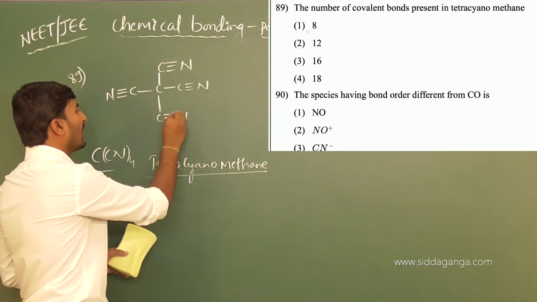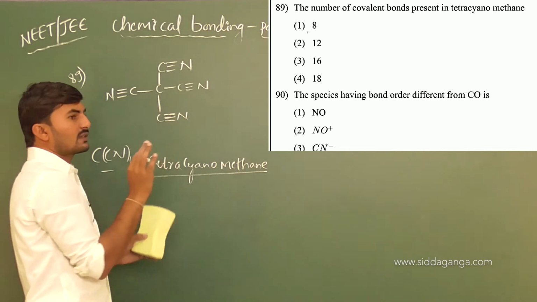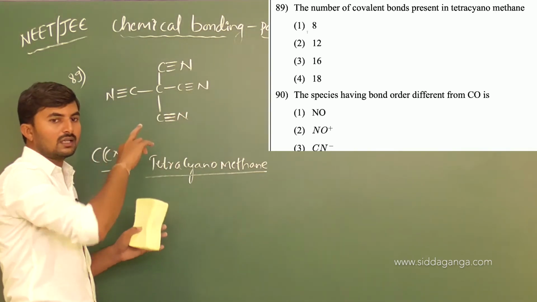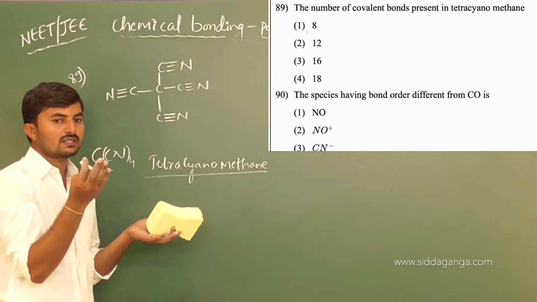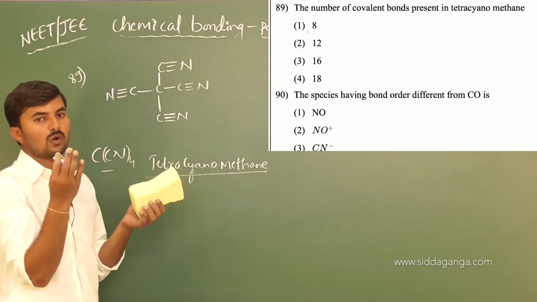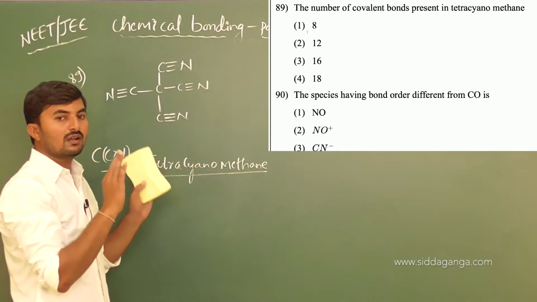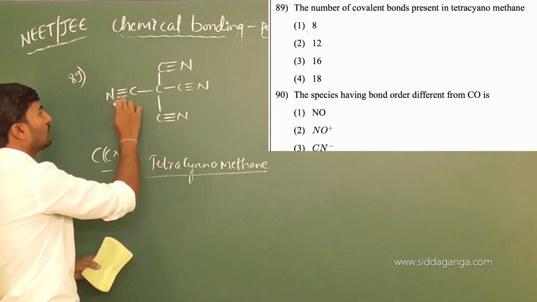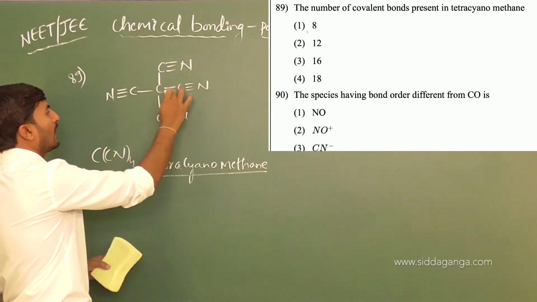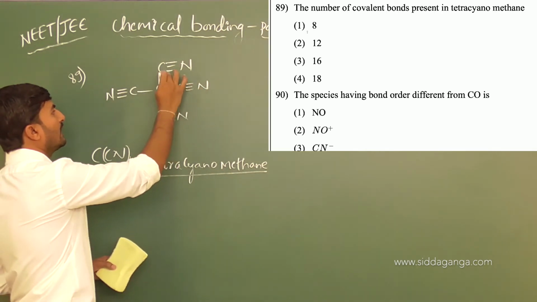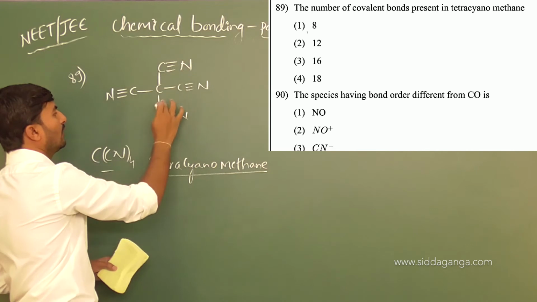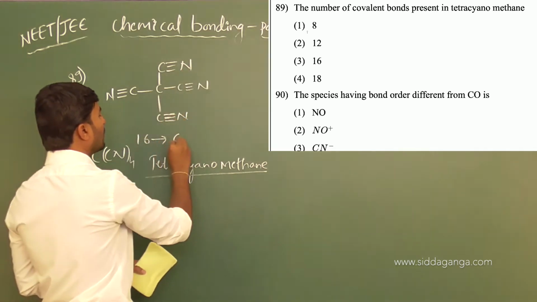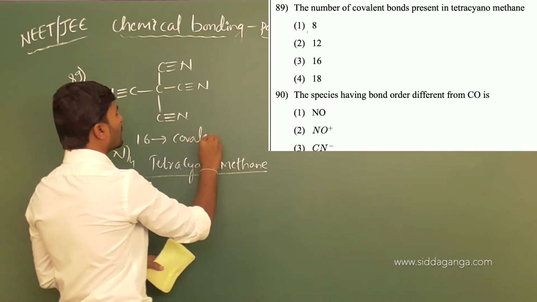All pi bonds and sigma bonds are considered as covalent bonds. That means we have to consider all the bonds here, irrespective of their nature. Either it may be a pi bond or a sigma bond, we must consider it as a covalent bond. How many bonds are there here? 1 2 3 4 5 6 7 8 9 10 11 12 13, 14, 15 and 16. In this particular molecule, 16 covalent bonds are present.